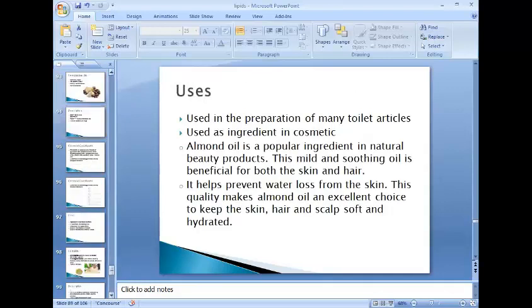It has a wide range of applications. It is used in the preparation of many cosmetic products, and is a popular ingredient in natural beauty products. It has a mild soothing effect for both hair and skin, and it helps to prevent water loss from the skin. That quality makes it an excellent choice for keeping the skin and scalp soft and hydrated.